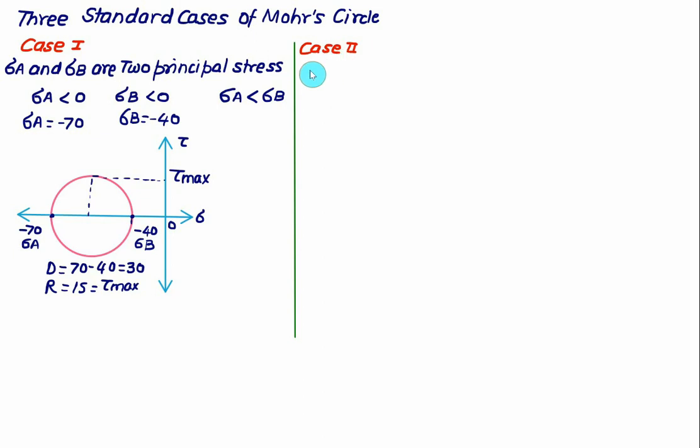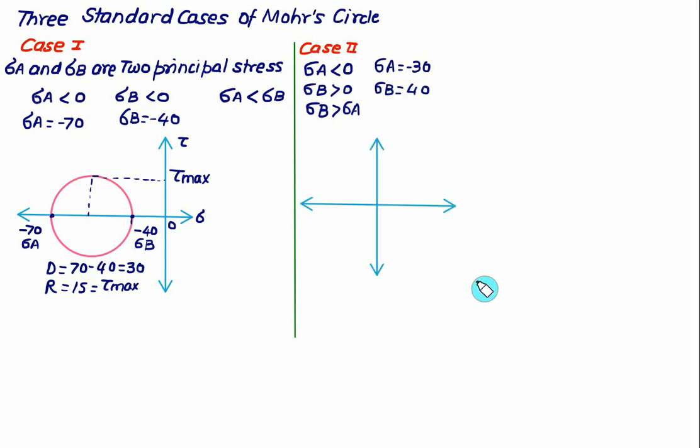So let's assume here that sigma A is less than 0 and sigma B is greater than 0. Naturally, sigma B, being positive, will be greater than sigma A. Or we can take an example as sigma A equal to minus 30, sigma B equal to plus 40. So on the sigma axis, you have to plot both the values of sigma A and sigma B. This time sigma B is a positive value, so this one is positive 40, the value of sigma B. And sigma A you have to plot on the left hand side. So this one is the value of sigma A.